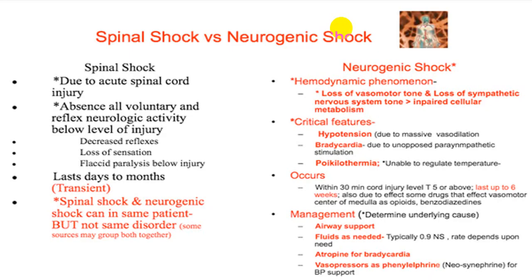And there is a little difference between a spinal shock and neurogenic shock. In a neurogenic shock, you will have a hemodynamic phenomenon, hypotension, bradycardia, etc. will be very common in a neurogenic shock. While in a spinal shock, it is due to acute spinal injury. There will be absence of all voluntary reflexes below the level of injury. So reflexes will be nearly absent. There will be loss of sensation and flaccid paralysis.